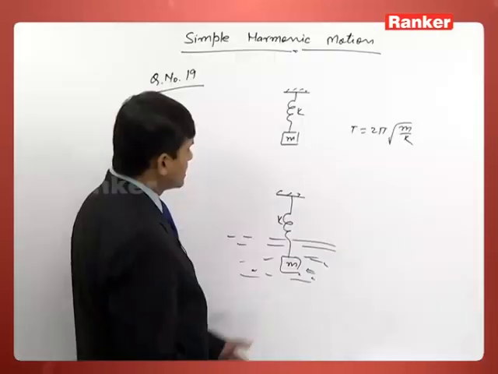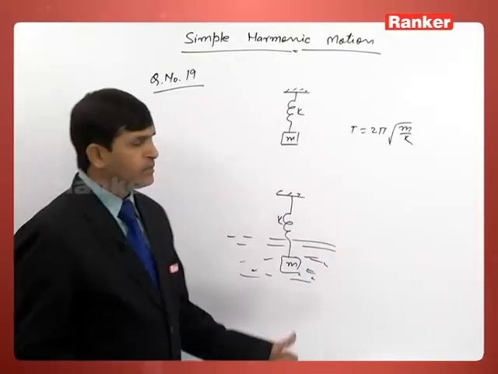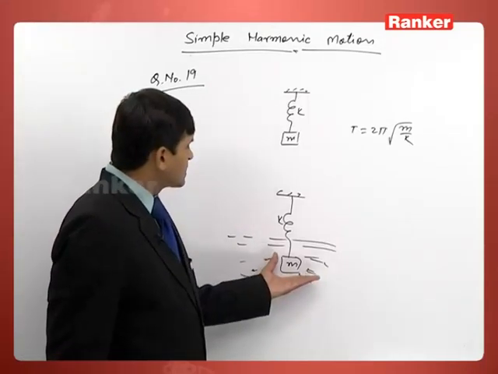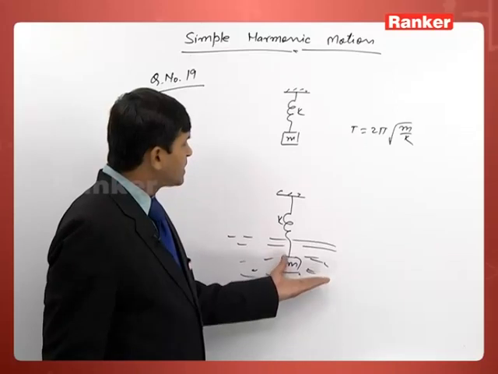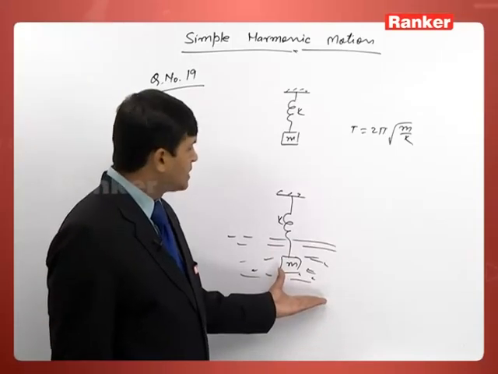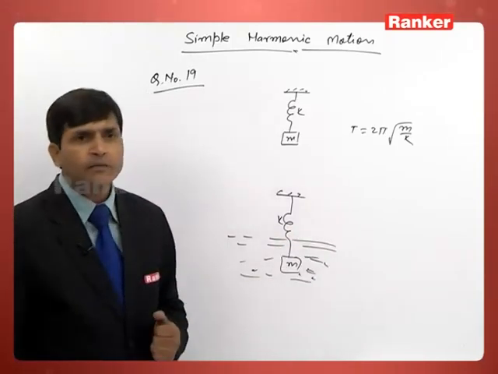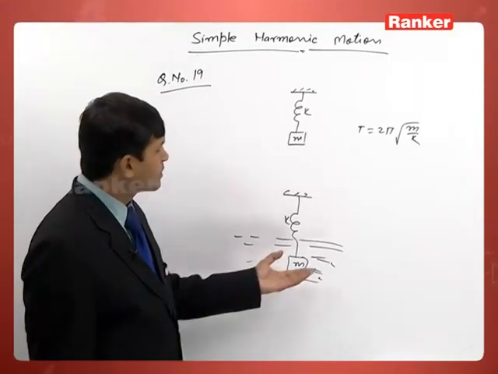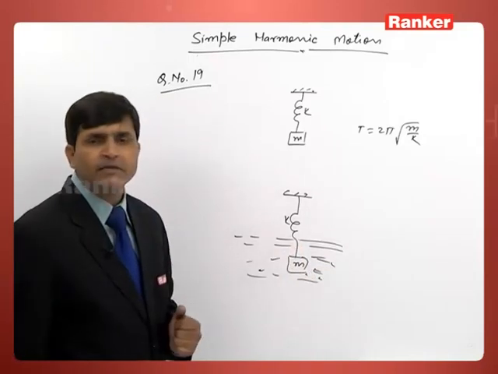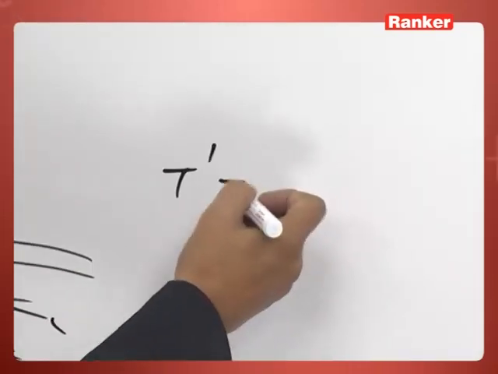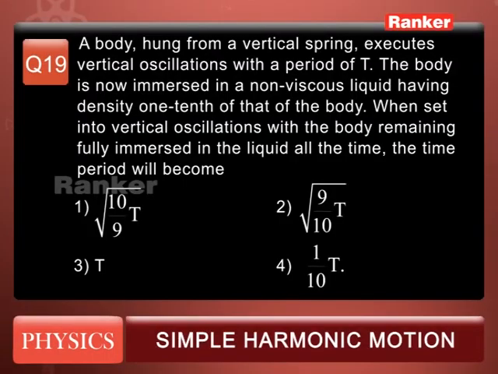Difference will be there. When mg is acting downward, buoyancy force will be upward. Since the body will remain inside the liquid, the buoyancy force will always be constant. So now the elongation on the spring will be less, but there is no change in the restoring force, because whatever the buoyancy force and mg, that will be constant. So in that case also time period T dash will remain equal to T. So the correct option is option number 3.